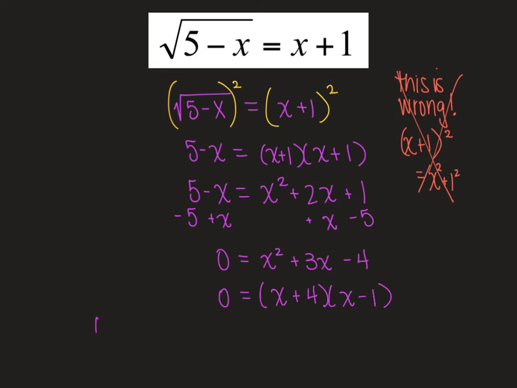So we set both of these equal to 0. So we have 2 problems now. We have 0 equals x plus 4, and we also have 0 equals x minus 1. So negative 4 equals x, and 1 equals x. Okay, again, just like every other problem, we are not finished here. We need to check our work.